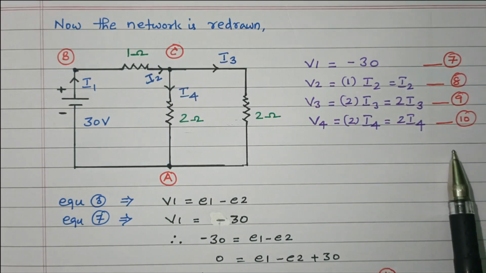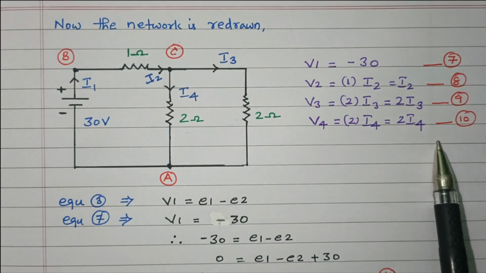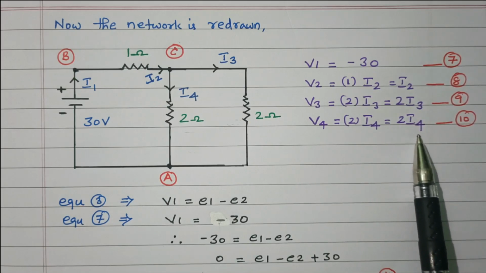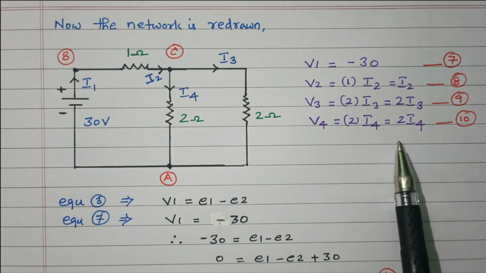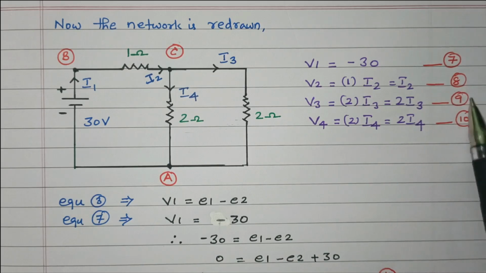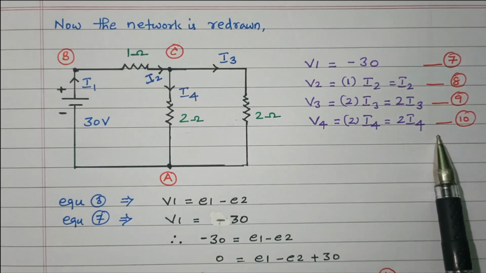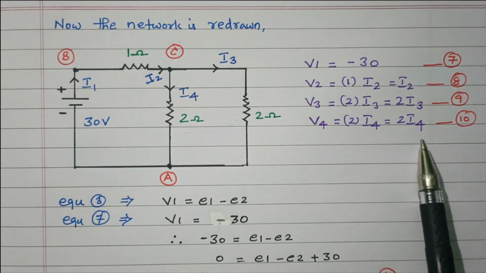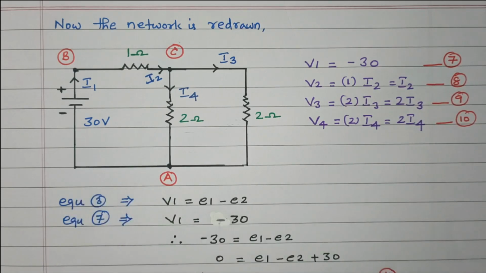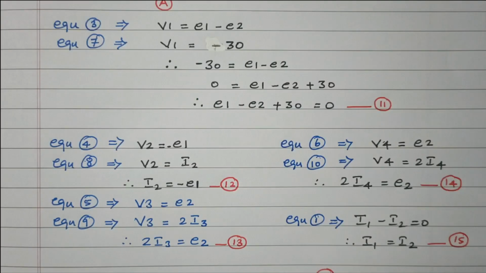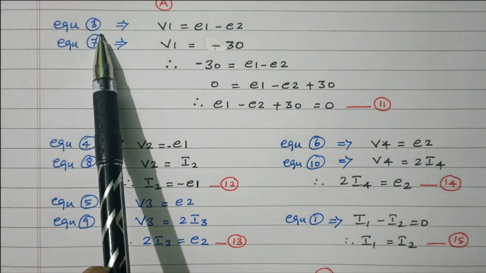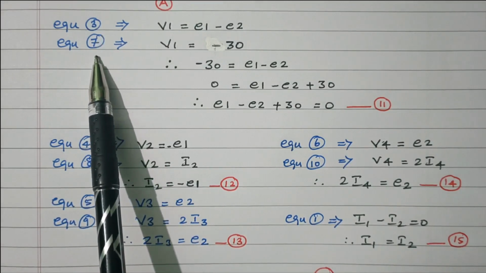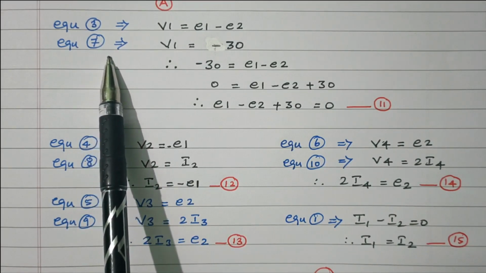Already we have 6 equations available: the first 2 are current equations, the remaining 4 are voltage equations. Here we have another 4 equations for the voltage. Now we can compare voltage equations 3, 4, 5, 6 with 7, 8, 9, 10. Both are the same set, and by comparing them we can find the voltage values. So 3, 4, 5, 6 is one set of voltage equations, and 7, 8, 9, 10 is another set.